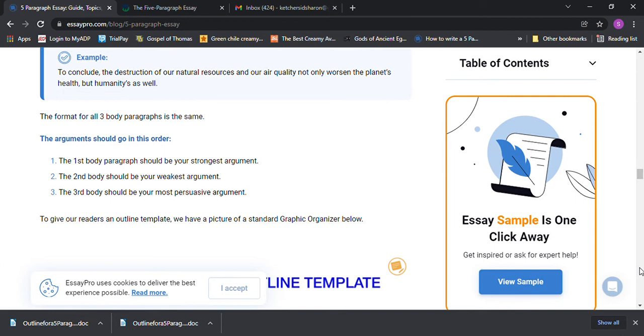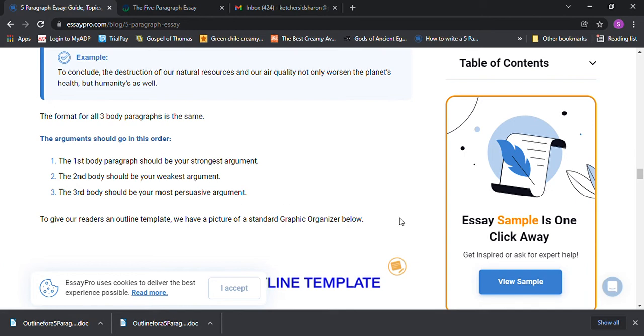And this one says the third should be your most persuasive argument. And this one says the first body paragraph should be your strongest point, and the second should be your weakest argument. So there are different opinions of which one should be the most persuasive, because some of them think it's their first paragraph. Some of them say it's your fourth paragraph.